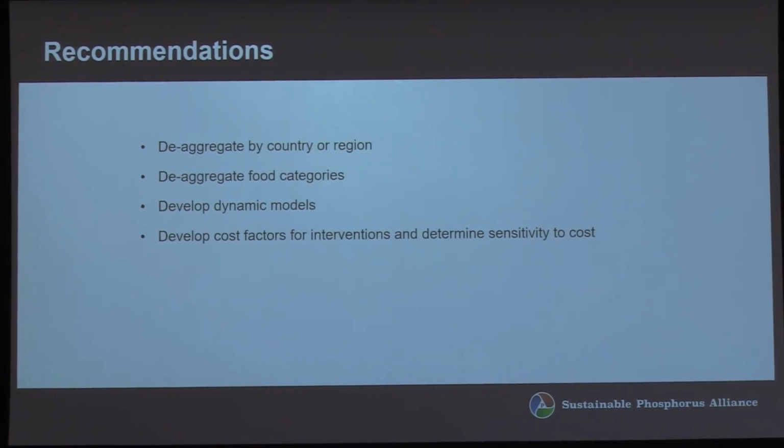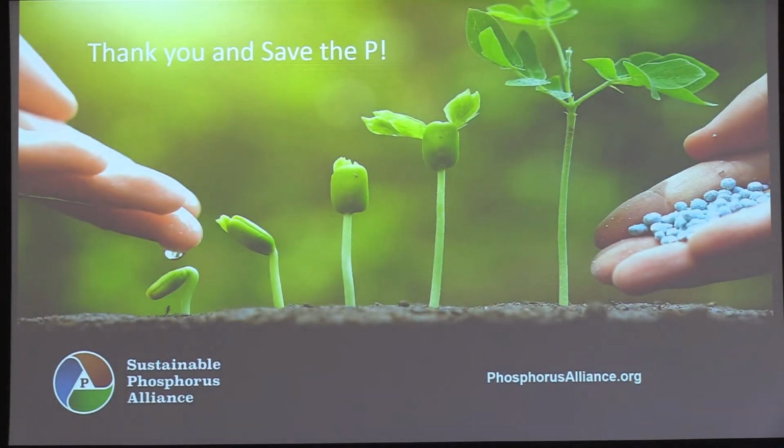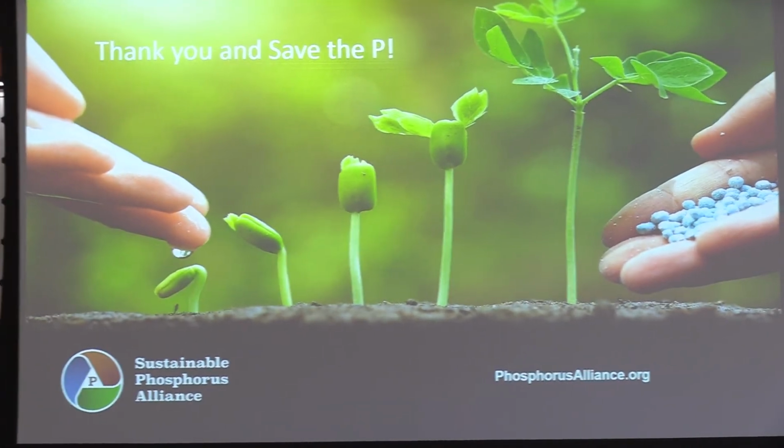What we need to do is maybe deaggregate by region. This is a global model, so it averages things. It includes soil storage as a global average, but some areas store phosphorus in soil, and some areas are mining the soil for phosphorus. We could also turn it into dynamic models and so on. So I think that's about it. Thank you, and any questions are welcome.